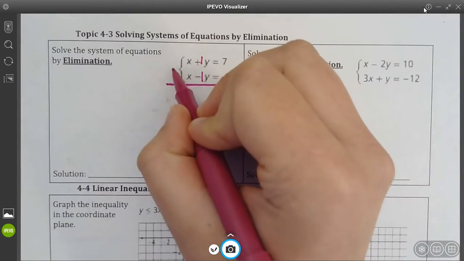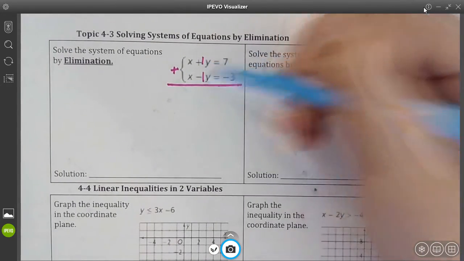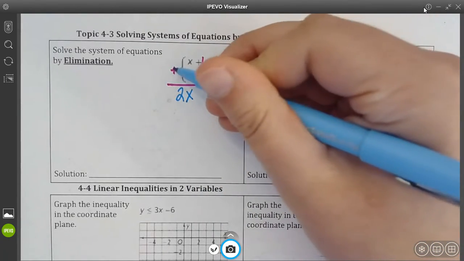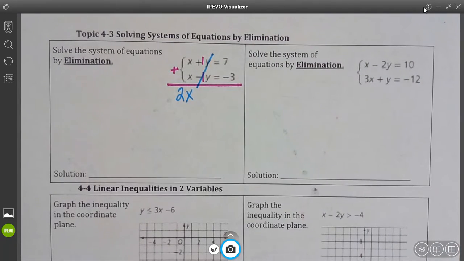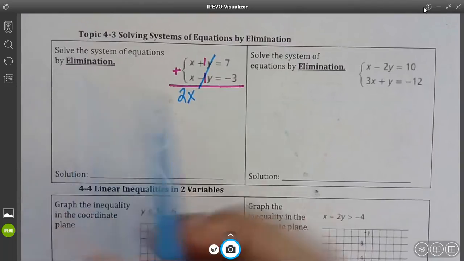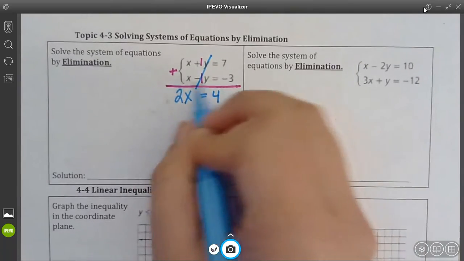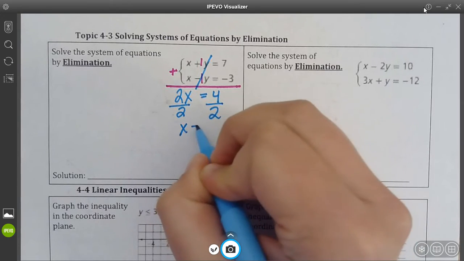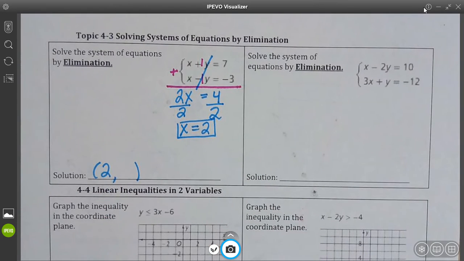And for elimination, what I'm going to do is add my two equations together, only if they have the matching coefficients with opposite signs. X plus x is going to give me 2x. But negative 1, or this is a positive 1, plus negative 1 is 0. So that variable is eliminated, which is why we call it elimination. 7 plus negative 3 is positive 4. Now I've got an equation in one variable that I can solve. I'm going to divide both sides by 2. X is going to equal 2. My ordered pair is going to start off with the number 2.